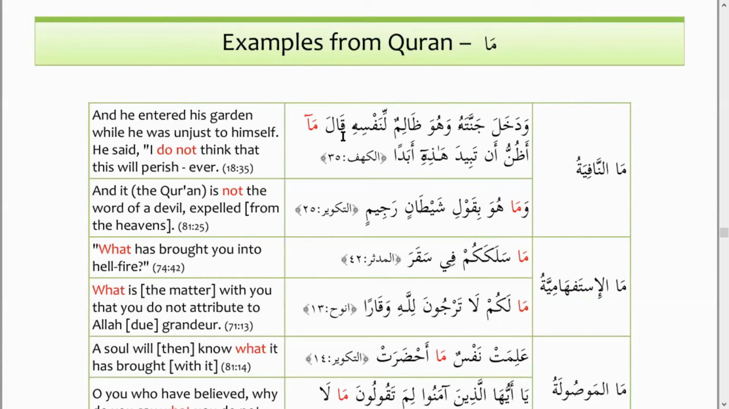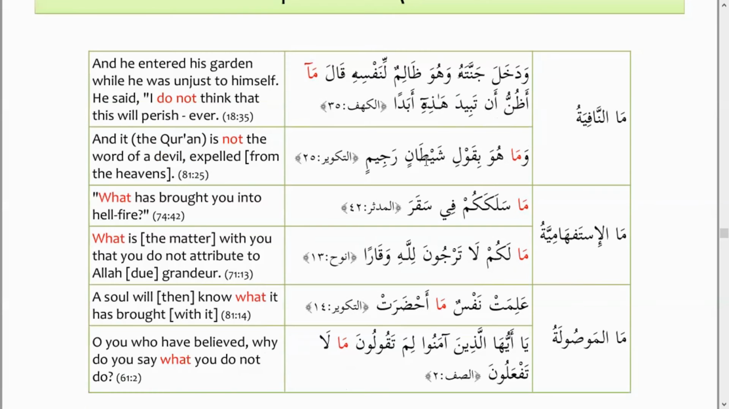Qala, he said, ma adunnu, I do not think, right? Ma adunnu, dhanna yadunnu, to think. An tabida, I don't know this word. Tabida, I think you have to look it up. Hadhihi abada, this will not... abada yabidu, I don't know. Tabida hadhihi abada, but the meaning is to perish, that this will perish. So ma came here: ma adunnu, I do not think.